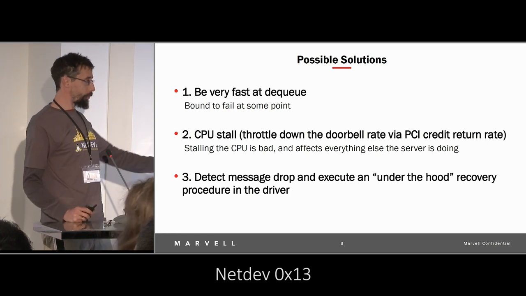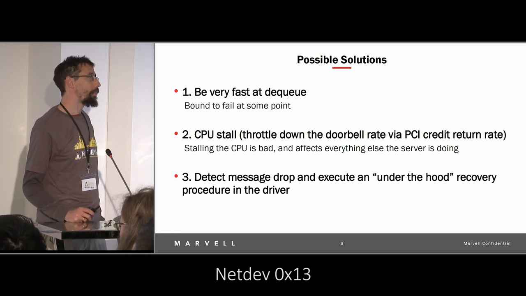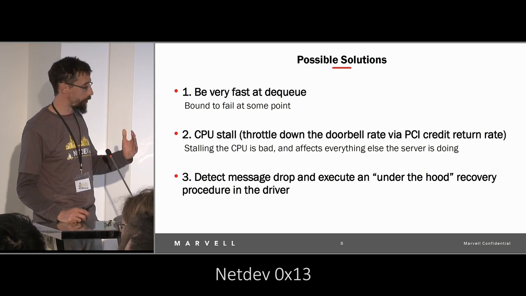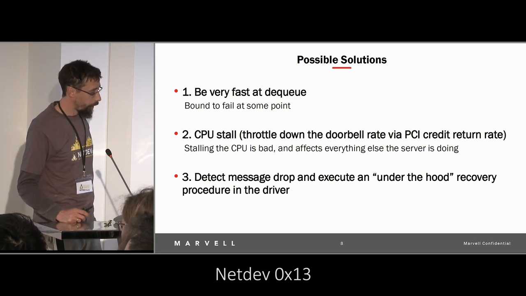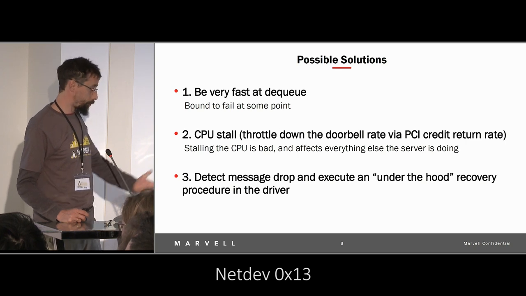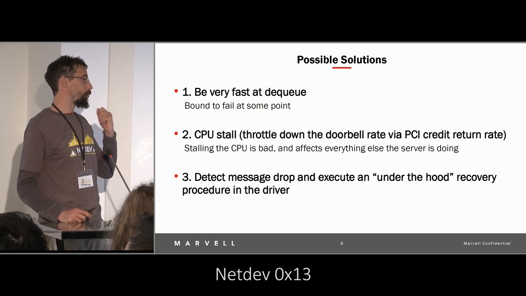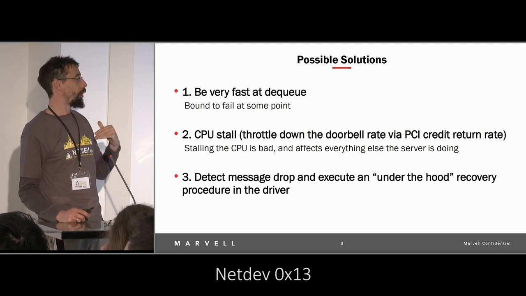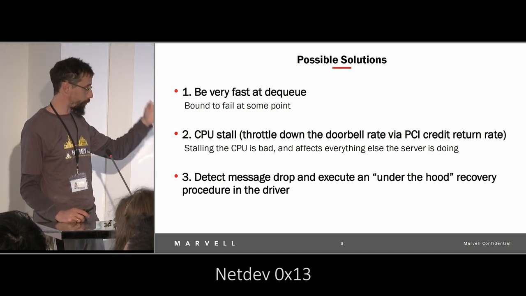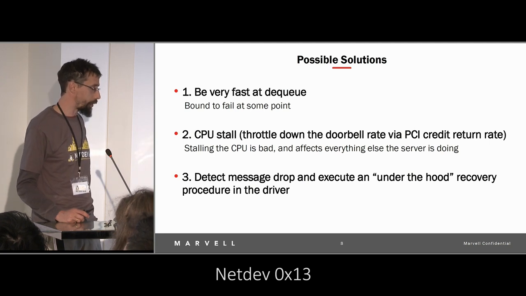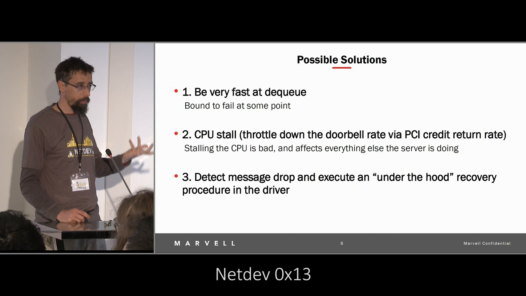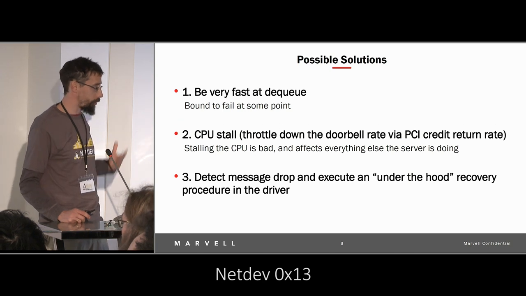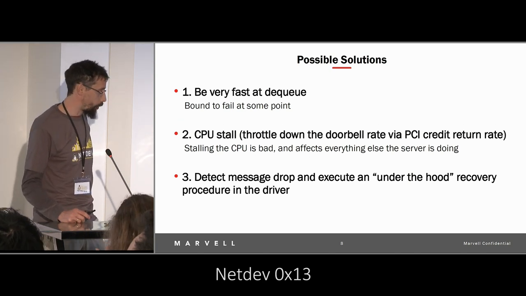Okay, so what can we do? We can be very fast, dequeue really quickly. But like I said, ultimately, if we bring enough compute power on the host side to the problem, it's bound to fail. Another solution, which is pretty nasty but can be done, is to stall the CPU from the device by not returning credit. When we're getting near overflow, we can stop returning PCI credits, basically stalling the CPU on its PCI write. But this would basically stall the CPU, and obviously has a bad effect on the system in general, especially if you're doing other things with your system. It's not what you want.